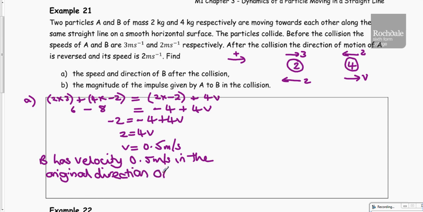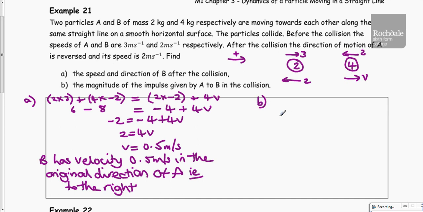So in the original direction of A, i.e. to the right. You could also say that B is reverse direction and it's going the opposite way to the way it was to start with. So the fact that this v is worked out to be positive and we were taking positive to mean towards the right, it means that this particle is going the same way that A was originally, or you could say it's been reversed in direction from what particle B was originally, either way.